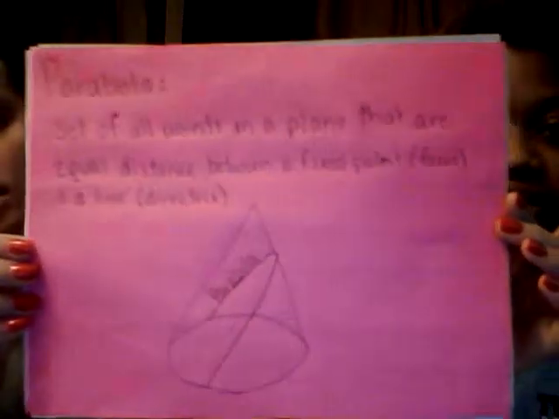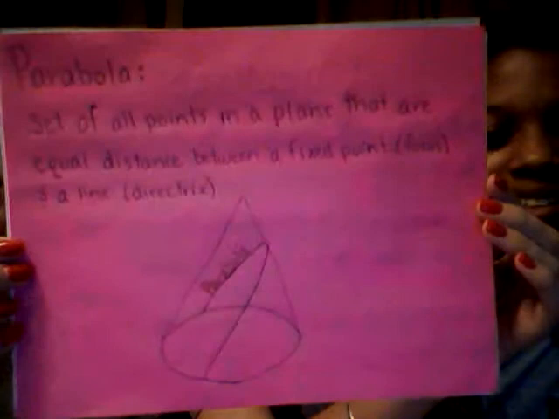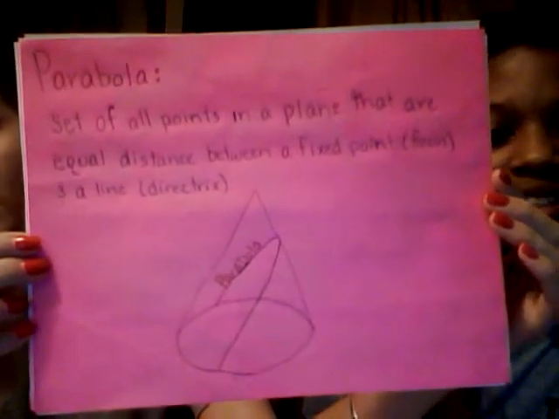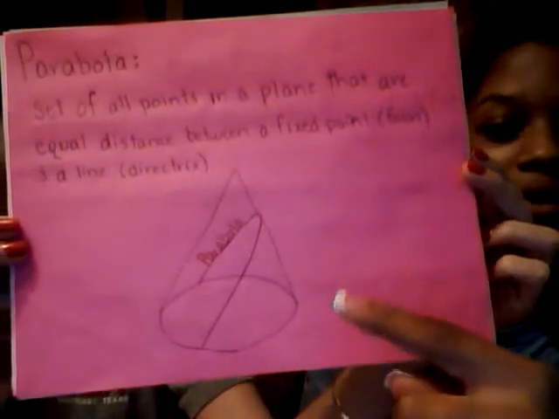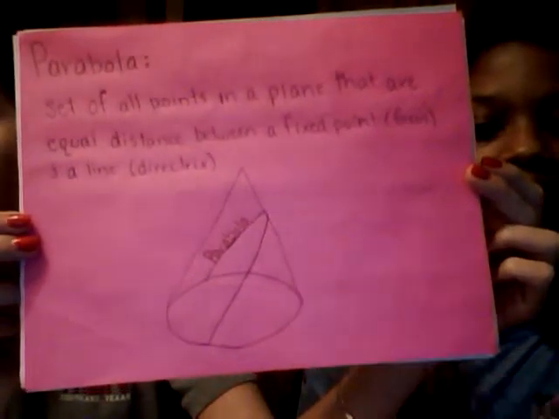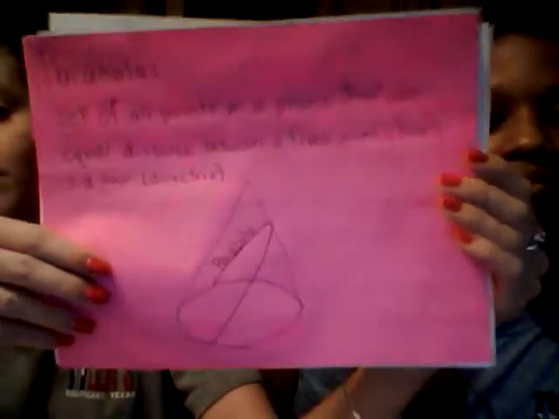The definition of a parabola, I'm sure you're wondering what it is: a set of all points in a plane that are an equal distance between a fixed point, the focus, and a line, the directrix. And then there is a picture of a cone showing how it's formed, by drawing a parallel line through the side of the cone.